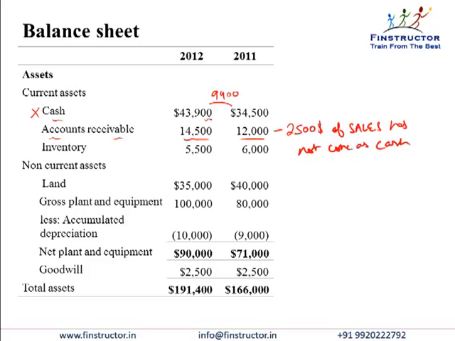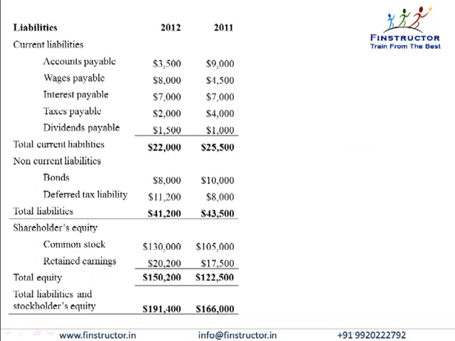Let's see if there is anything else that impacts the cash received from customers. Inventory doesn't change that. Non-current assets will mainly affect investing activity. And on the liability side, accounts payable, wages payable are all expense accounts. Bonds, equity will affect cash flow from financing. So I think we've understood that the cash received from customers was to the tune of $52,500.